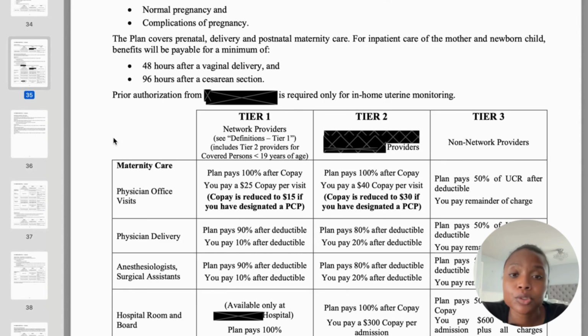And similar to the covered services section in the last SPD, you'll see up here you have that additional detail about the timing of services, where it tells you that the plan is going to cover for inpatient care for a minimum of 48 hours after vaginal delivery or 96 hours after a C-section. So you get that information all in one section in this SPD versus in two separate sections in the last SPD we looked at. So that is how you read an SPD to know what services are covered under your plan and how much you're responsible for.